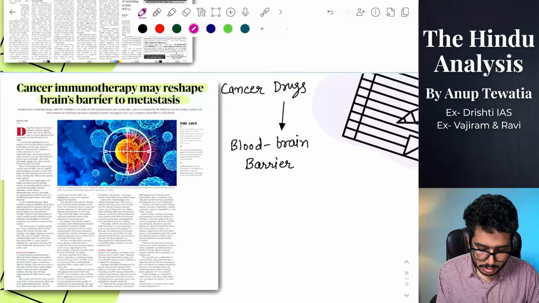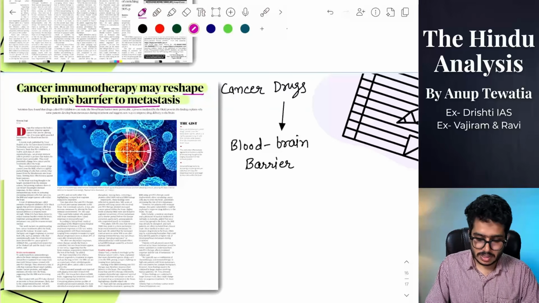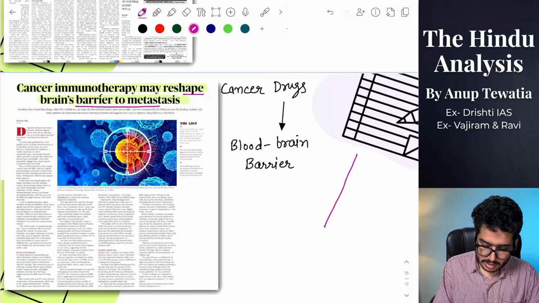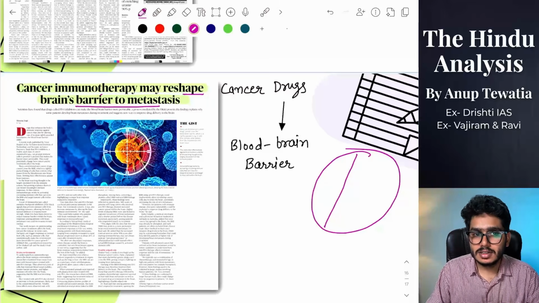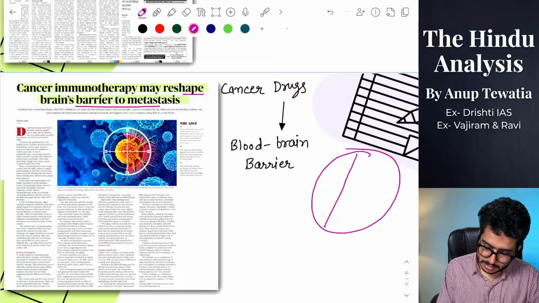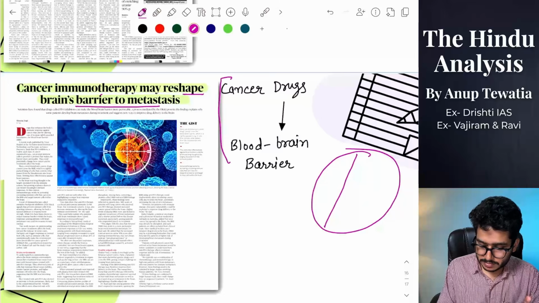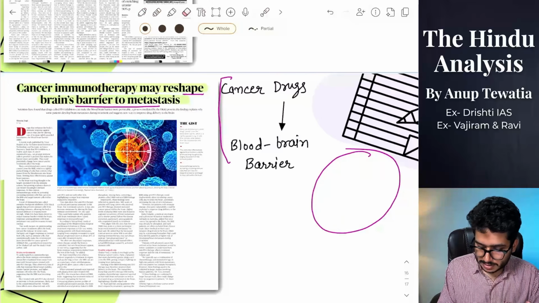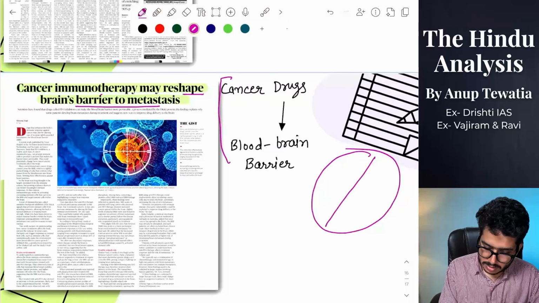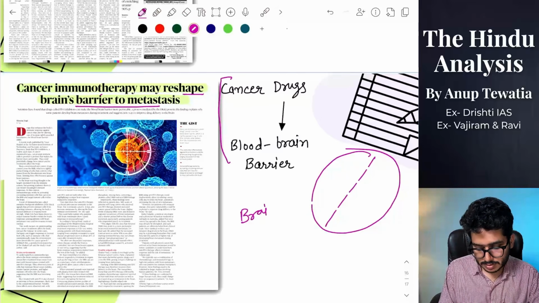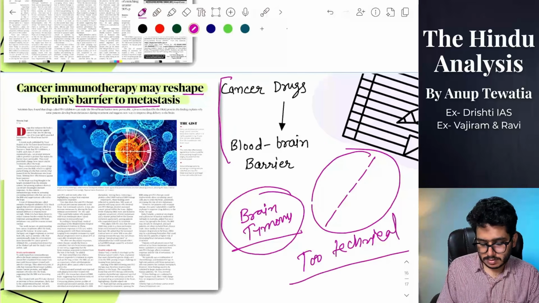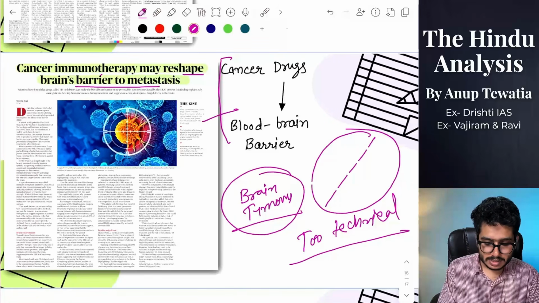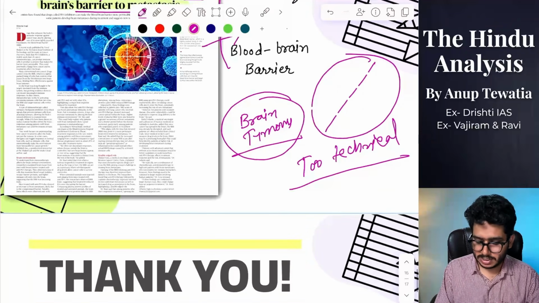Now, there is this item: cancer immunotherapy may reshape the brain's barrier to metastasis. Earlier there is a barrier that keeps drugs from going into the brain, and that is why it is really hard to treat brain tumors. Recently, scientists have realized that there is a kind of immunotherapy that passes the barrier, and it makes it easy to treat brain tumors. This is also too technical a news item, and that is why I don't think it is required to be written in notes. If you find it suitable, you can write it, but I don't think it is advisable.